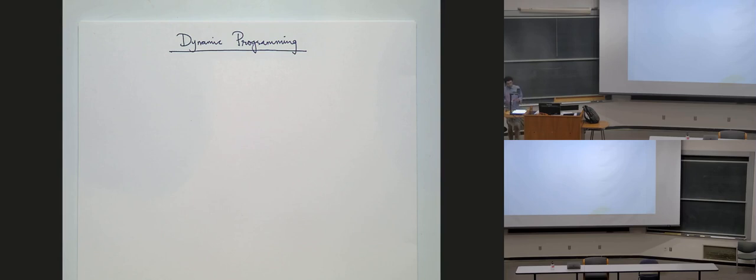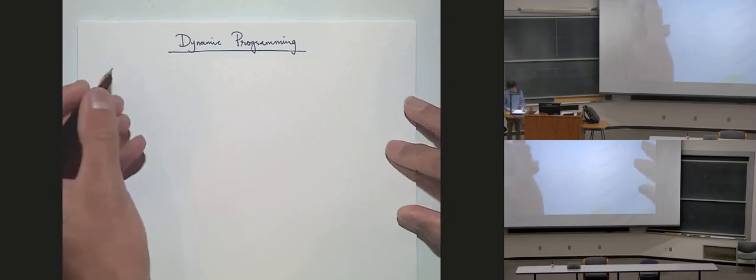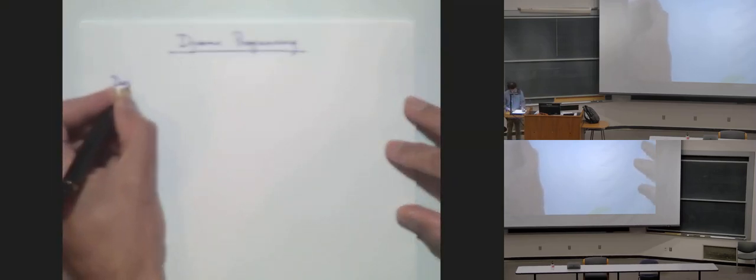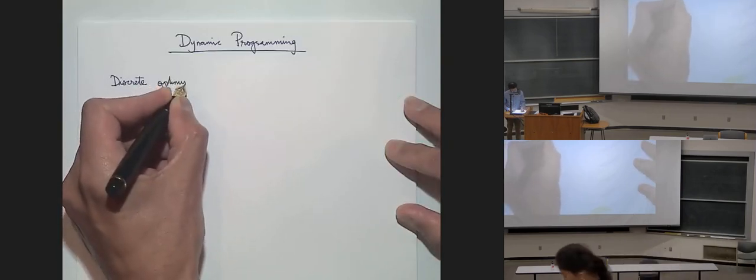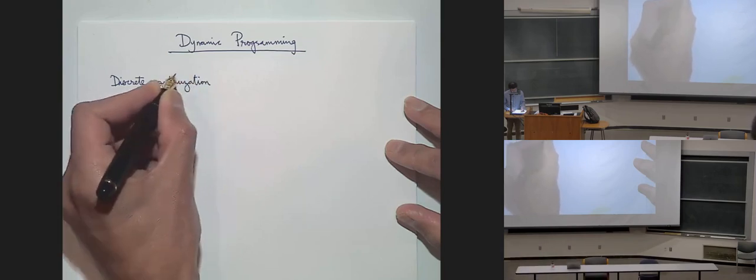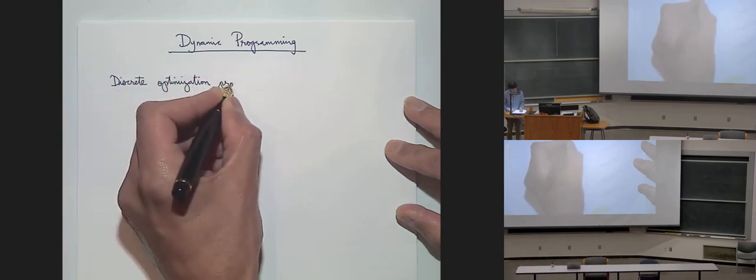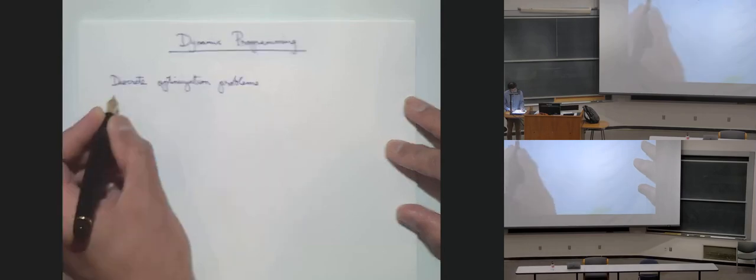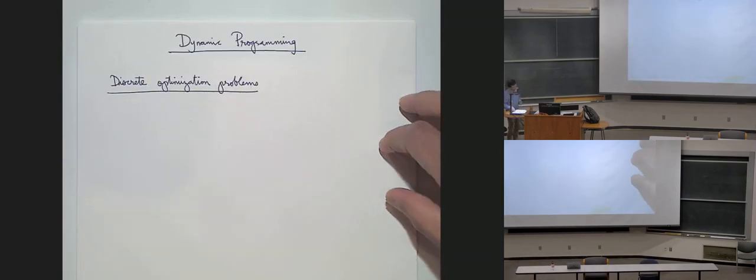But before even telling you about what dynamic programming is, it's useful to consider a class of algorithmic problems that are very, very prevalent in computer science and in a lot of applications, which I'll refer to as discrete optimization problems. Okay, so what is a discrete optimization problem?